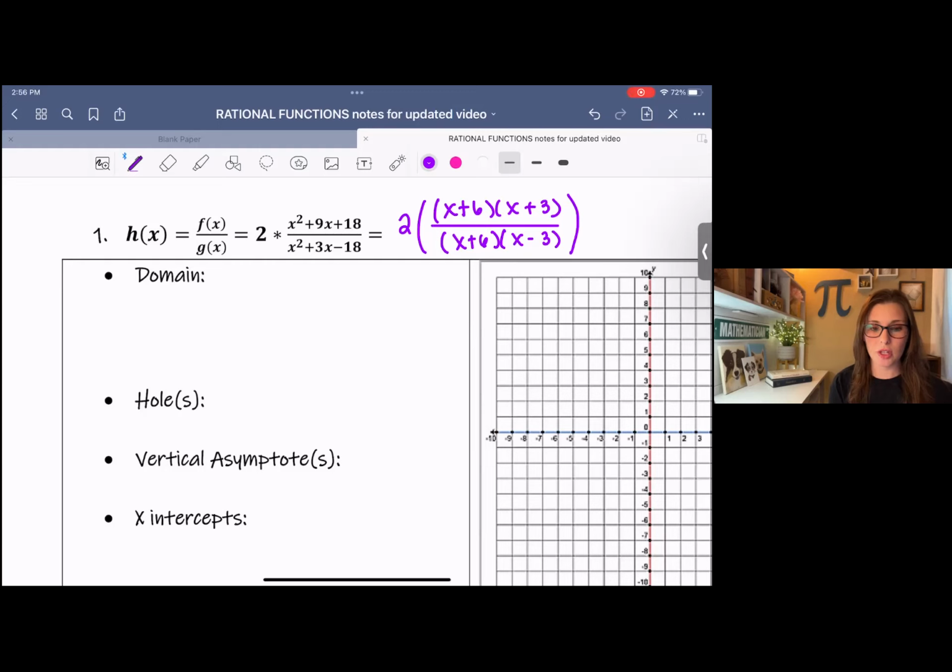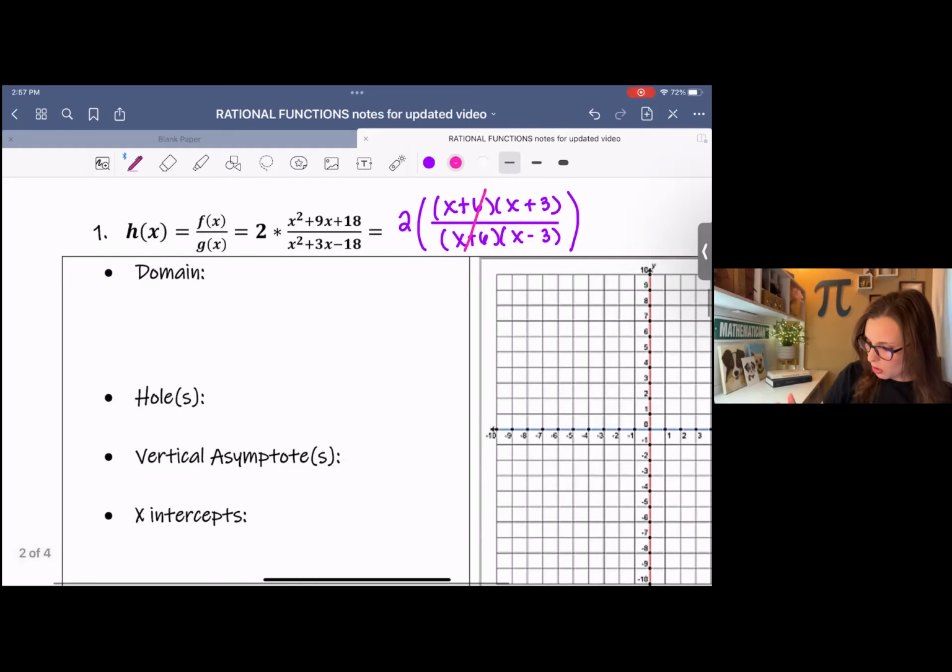So that's factored. Right off the bat, we can see that there's an x plus 6 in the numerator and the denominator. These will divide. And remember that when something divides, that indicates a hole. So I'm going to go ahead and write x plus 6 right there so I don't forget it. It's right there, front of mind. And so this is a hole.